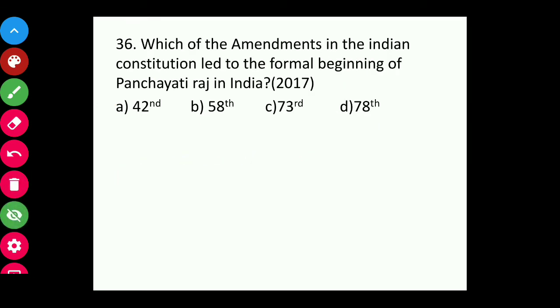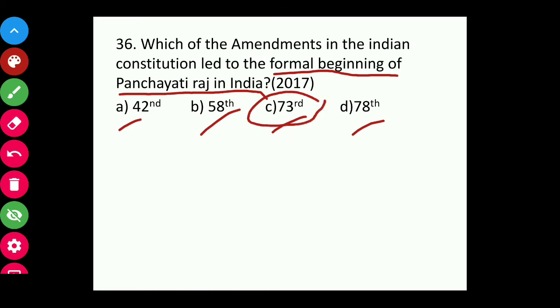36. Which of the amendments in the Indian Constitution led to formal beginning of Panchayat Raj system in India? So which amendment in the Indian Constitution led to start forming of Panchayat Raj in India? 42, 58, 73, 78. So the answer is C, 73rd amendment.